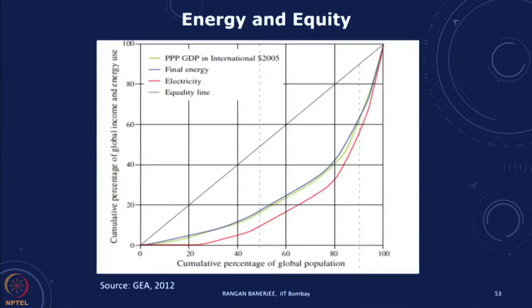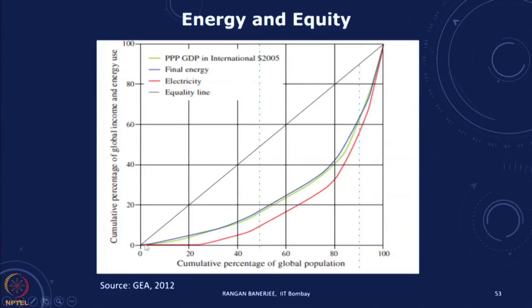If you look at the world, this was done in the Global Energy Assessment, and you can see that in the final energy and the electricity use there is a fairly significant inequality. So, for instance, if you look at the poorest 10% and the richest 10%, you will find that the richest 10% consume more than 40% of the world's electricity and the final energy.